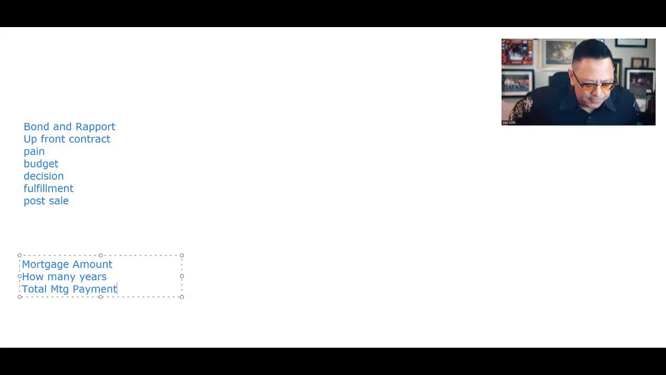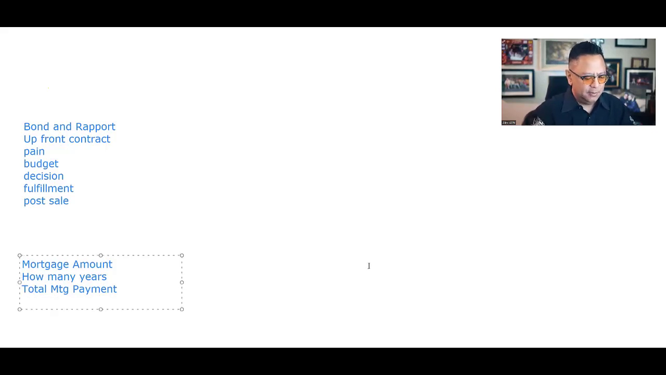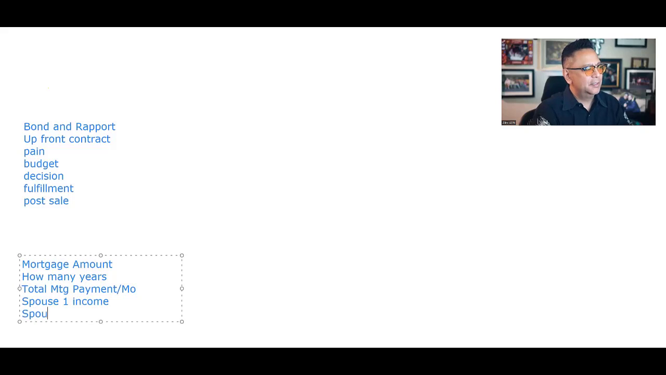And what this will do is this will really help set you up with the proposals. So this goes beyond their health. It's finding out their mortgage. So mortgage amount, how many years is their mortgage? What is the total mortgage payment per month? Then income. So you want to know what the spouse number 1 income, spouse number 2 income. Okay.